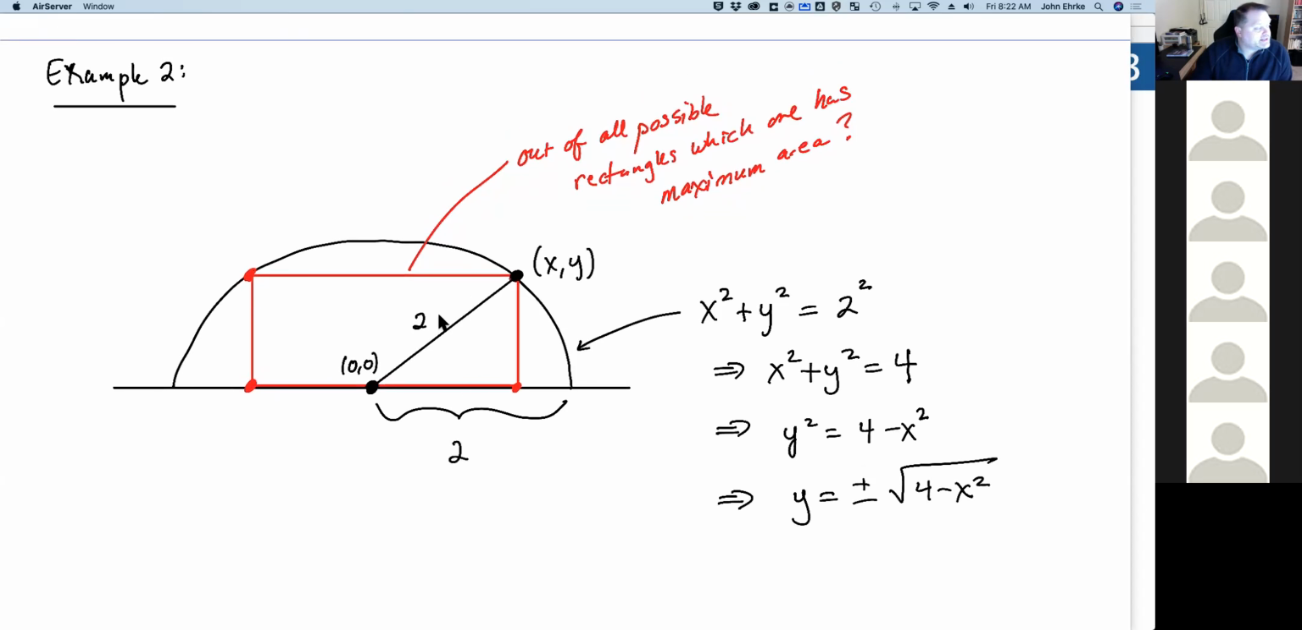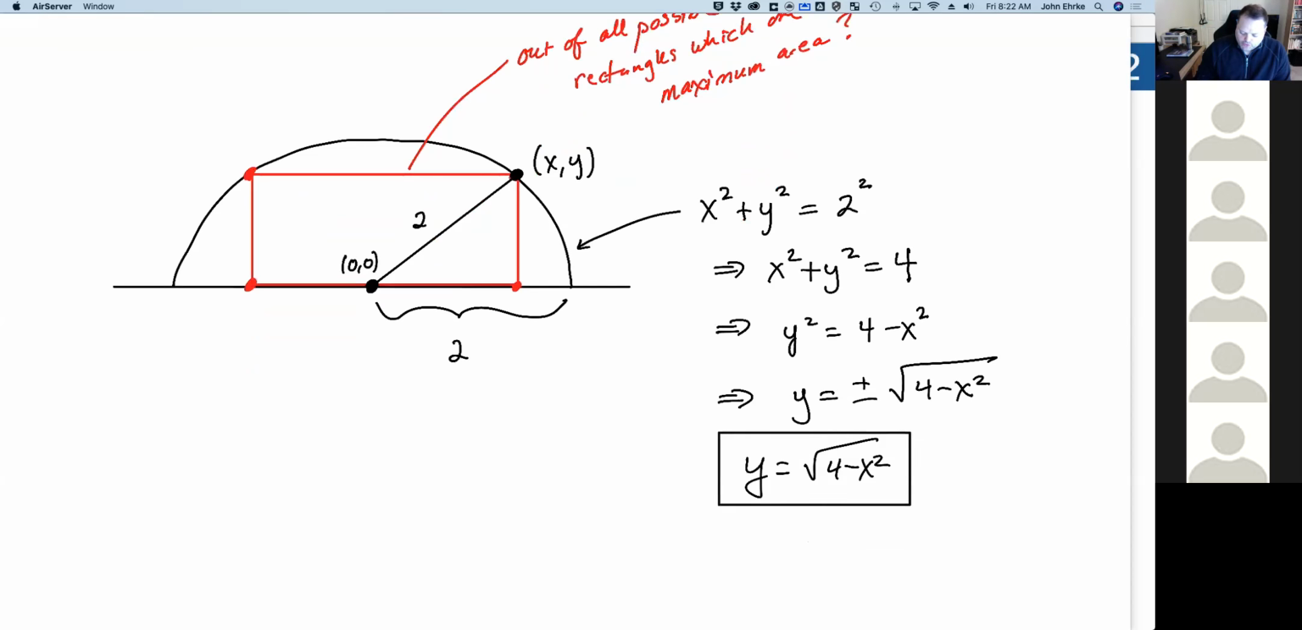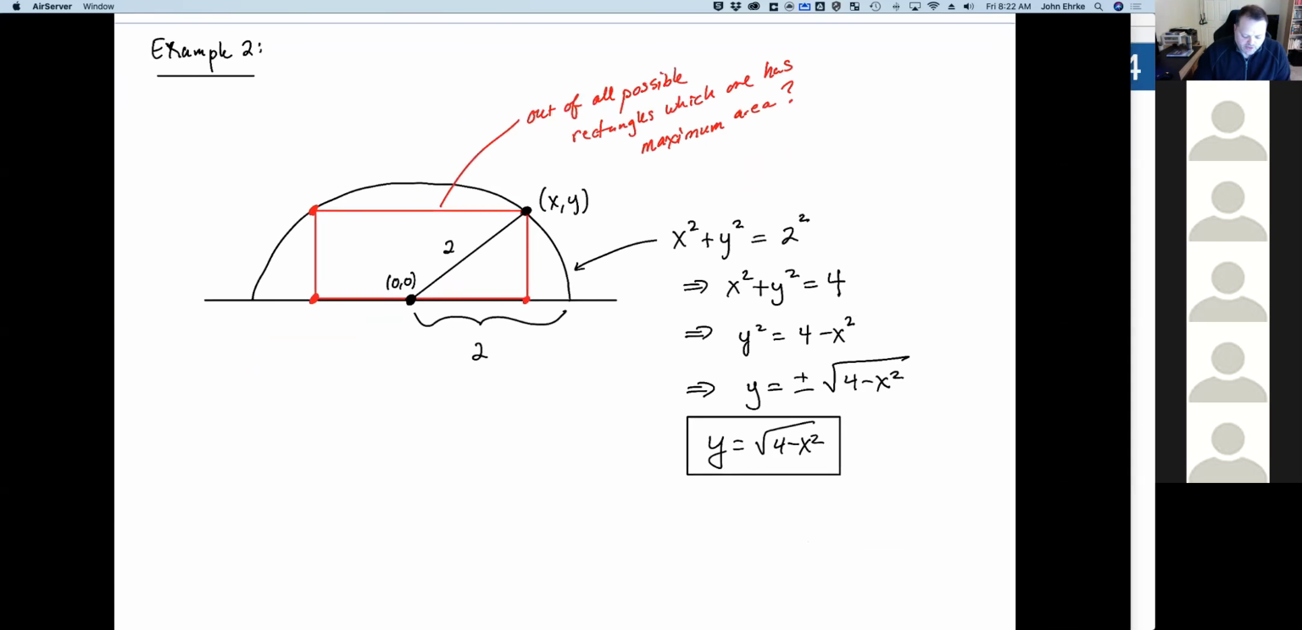Now, which one is it here? The way I have this drawn, is it the positive or the negative one? It's the positive, right? The upper half of the circle is the positive y because it's above the x-axis, so it has positive y values. So my answer for what the curve is: y equals the square root of 4 minus x squared. So this is a good start.